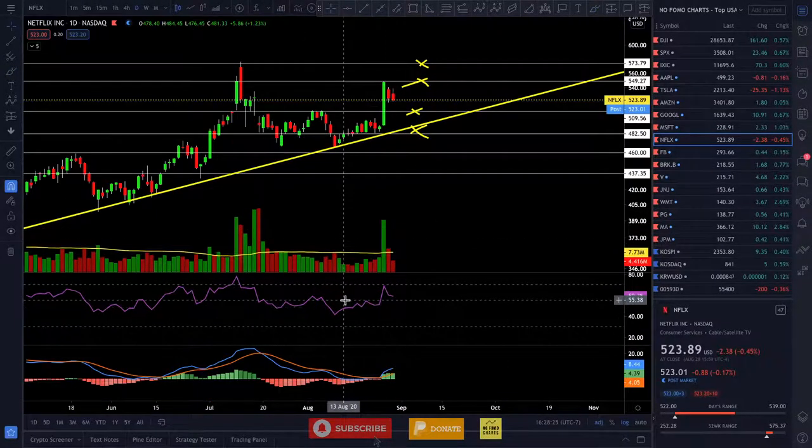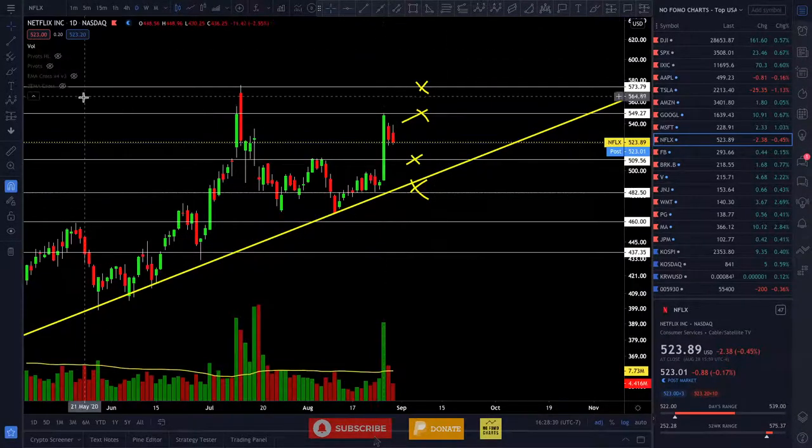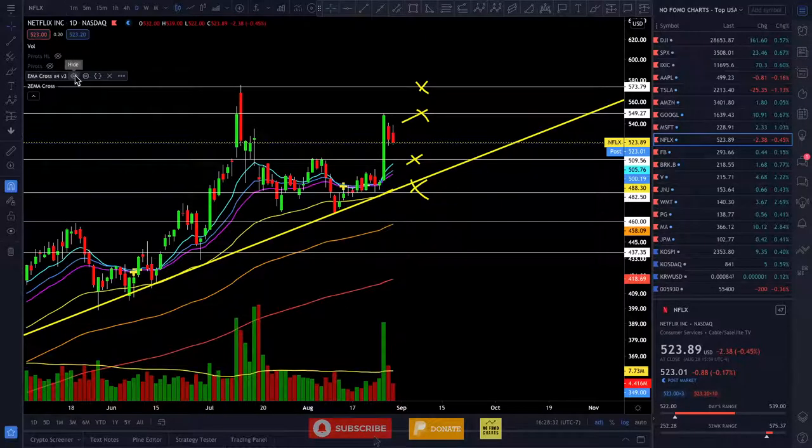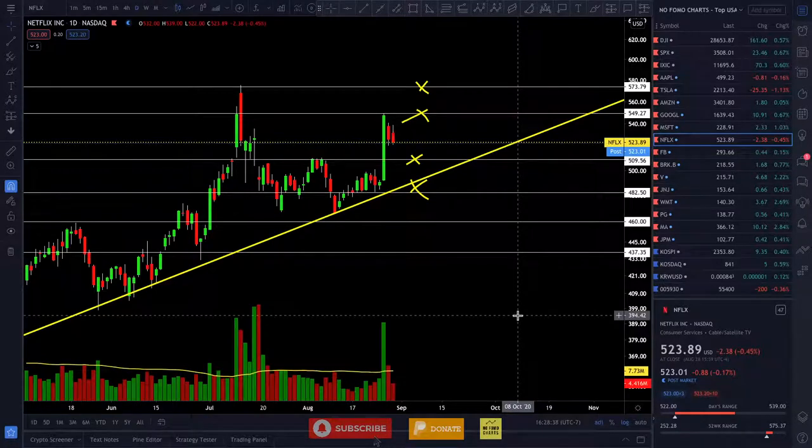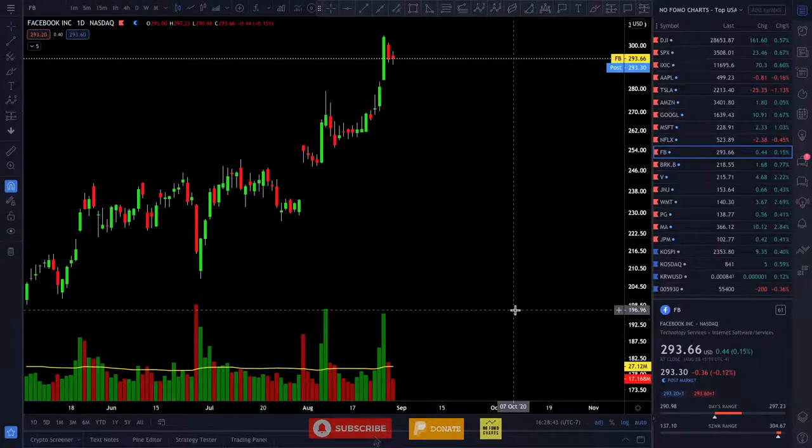So again, it's Netflix not losing as much momentum as the other ones, but if these other three companies, Amazon, Tesla, Apple, start pulling back, coming down, then you're probably going to see the whole tech sector pull back a little bit. Okay, last one for this one on tech, Facebook.